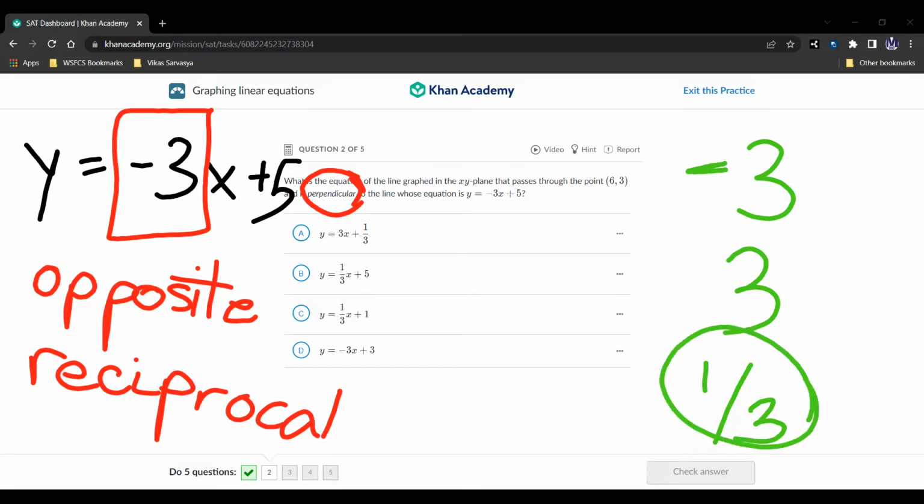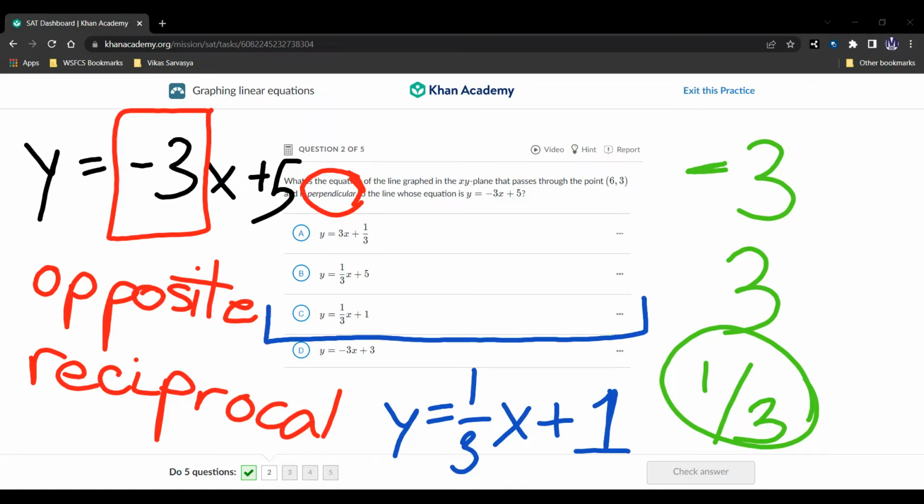Now we can rewrite our equation again. We have y equals 1/3 x. We're told that it passes through the point 6, 3, so we plug in 3 as y, and we plug in 6 as x, and we get that 3 equals 2 plus our constant here, right, in the y equals mx plus b form, and that constant is going to end up being just 1. So our answer is going to be choice D. And let's move on to the next question.